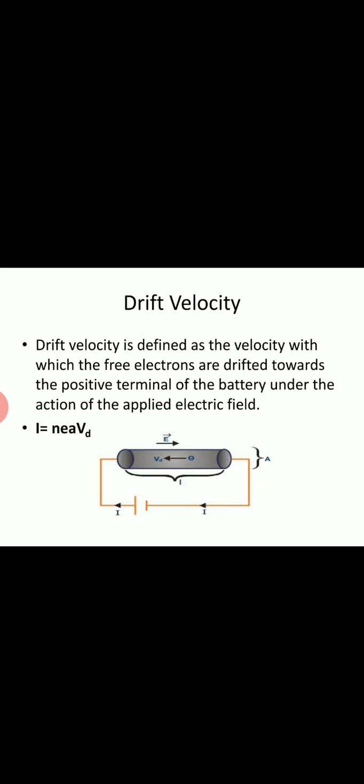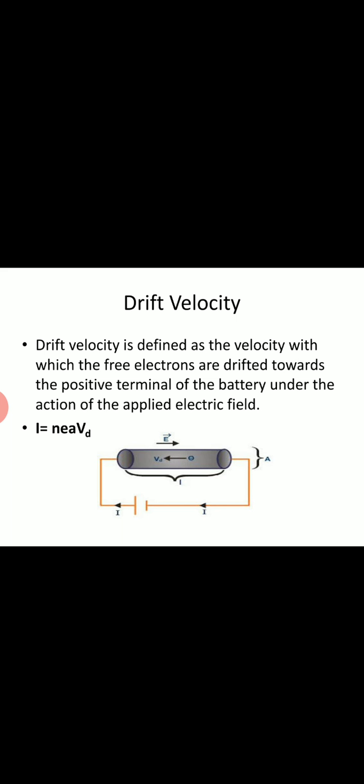Now, the next term, which is some sort of a question or home assignment for you, is drift velocity. Drift velocity is defined as the velocity with which the free electrons drift towards the positive terminal of the battery under the action of the applied electric field. So, where does this electric field come from? This is all in your first chapter: whenever charges are there, they have a field associated with them, and that field is called the electric field.